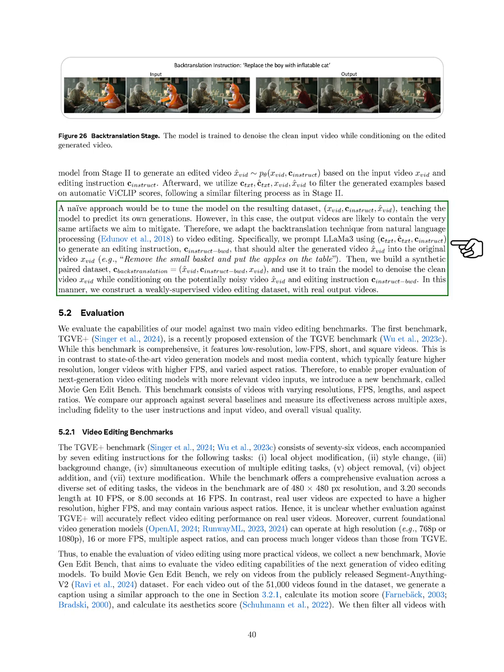Instead of simply retraining the model on this new dataset, which could lead to repeating the same issues, we adapt a back translation technique from natural language processing for video editing. We prompt Llama 3 to create an instruction that transforms the generated video back to the original, such as remove the small basket and put the apples on the table. We then build a synthetic paired dataset to train the model to clean the original video while considering the potentially flawed generated video and the instruction. This results in a weakly supervised video editing dataset with real output videos.